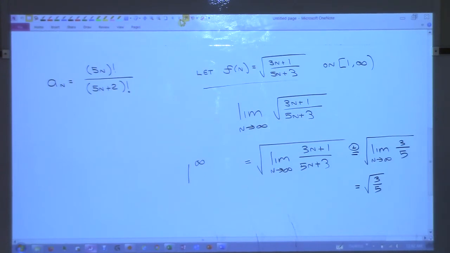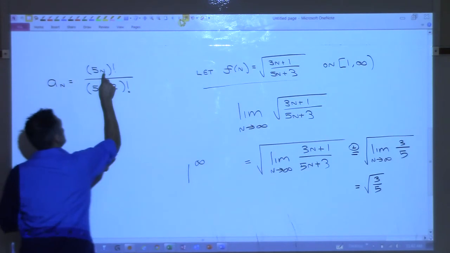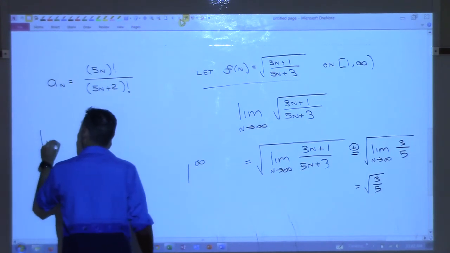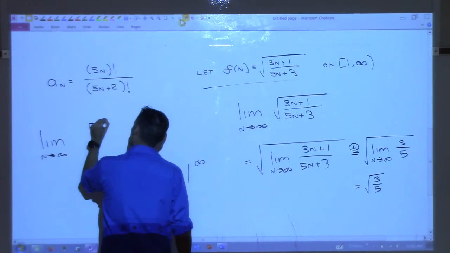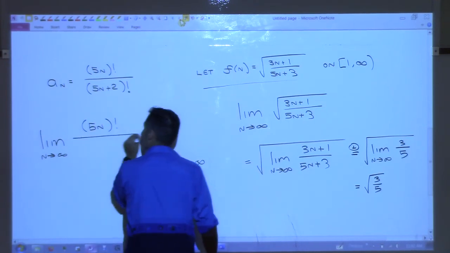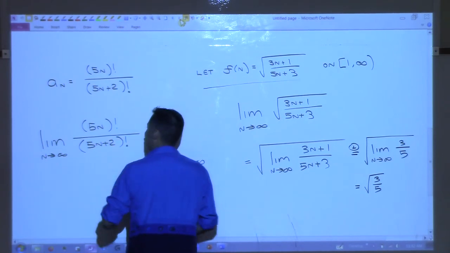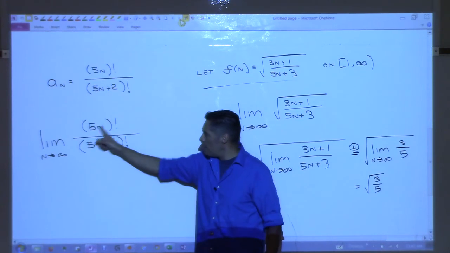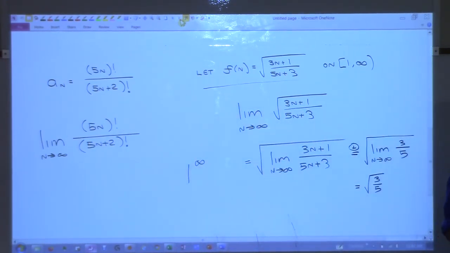All right, what about this? As n goes to infinity, what does 5n factorial do as n gets bigger? So if I'm taking the limit, as n goes to infinity, of 5n factorial over 5n plus 2 factorial, what happens if that number gets huge and I do times 5 and I do the factorial? Is that getting big, small? What is it doing? It's going to get big, right?